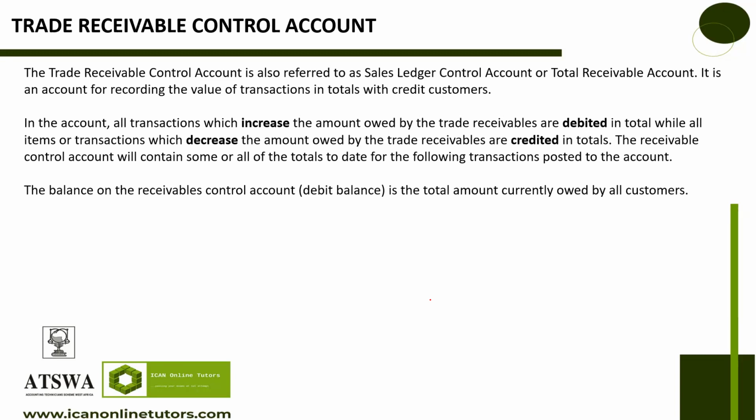So we'll look at the first one quickly, the trade receivable control account. It is also referred to as what? As the sales ledger control account, or total receivable account. It is an account for recording value of transactions in totals with what? With credit customers.